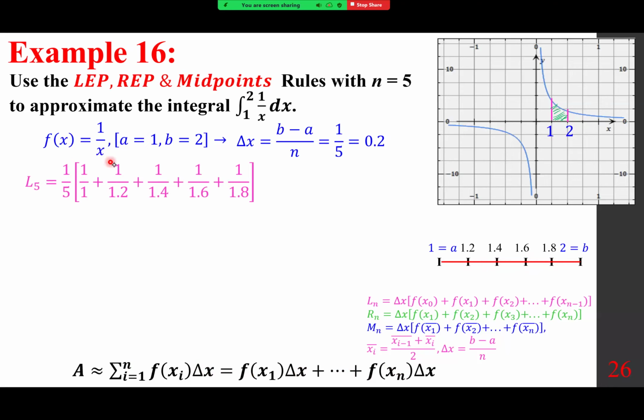And here's the function 1 over x. So we are going to put into 1 over x the very first point 1, so 1 over 1. Then the next one, 1 over 1.2. The next one, 1 over 1.4. The next one, 1 over 1.6. The next one, 1 over 1.8. This gives the height. But why aren't we using 2? Because we are using the left endpoints, and I'm going to use L to represent left, and I'm going to use 5 because n is 5, L sub 5. You put it into a calculator and you get a lot of decimals.